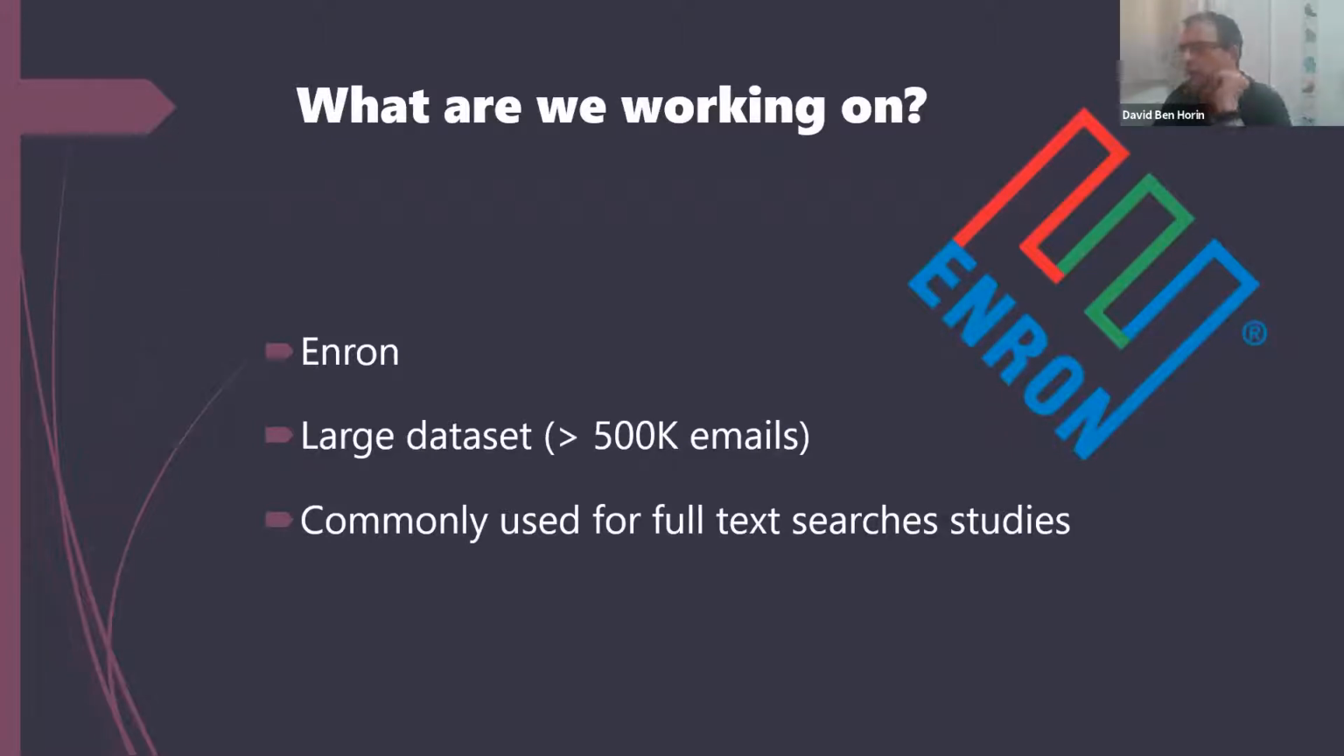If you're not familiar with Enron, this used to be a big energy company. Apparently, they got into big trouble with the law and the court system over financial fraud or something like that. What is interesting from our perspective is that as part of the court proceeding, they dumped all of their emails into the public records, which means that this is very commonly used for full text search studies.